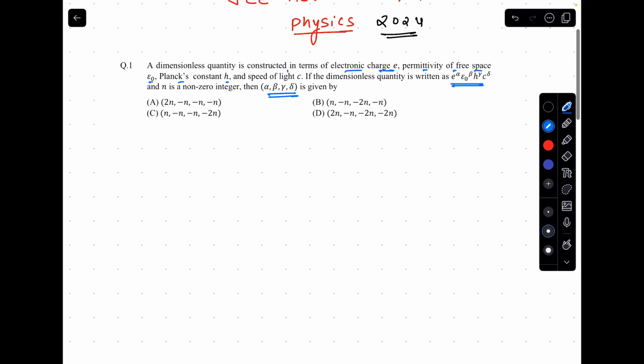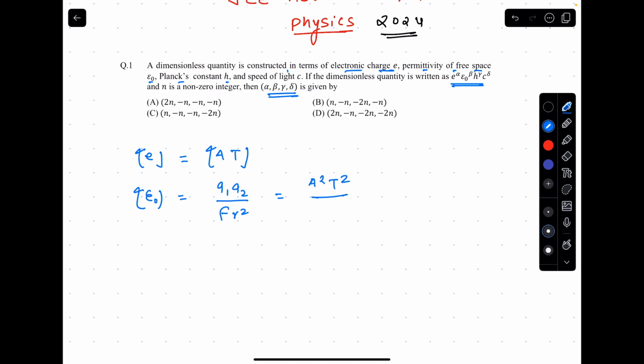Now look, let's write down the dimension of electric charge. That is AT. Let us also write down the dimension of epsilon naught. The dimension of epsilon naught will be the dimension of Q1 Q2 divided by F r square. So that will be A square T square divided by MLT minus 2 multiplied by L square. So in total that is M minus 1, L minus 3, A2, T4.